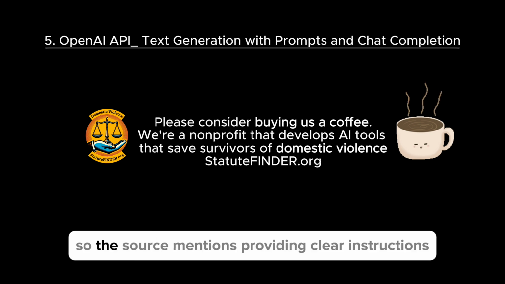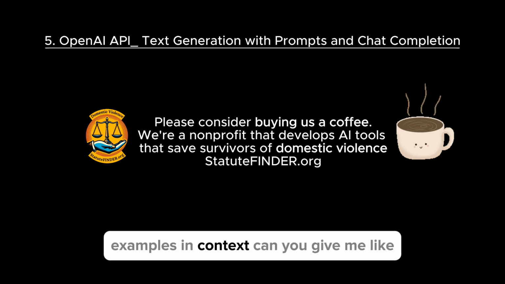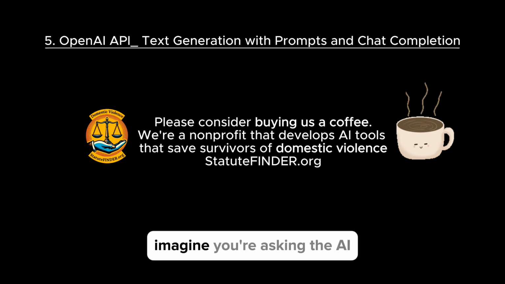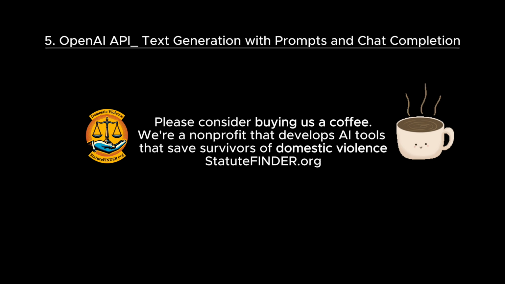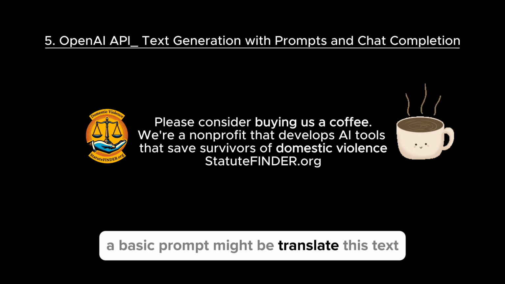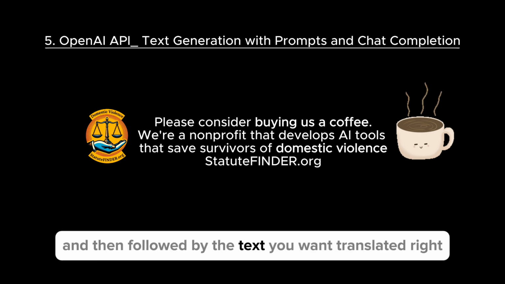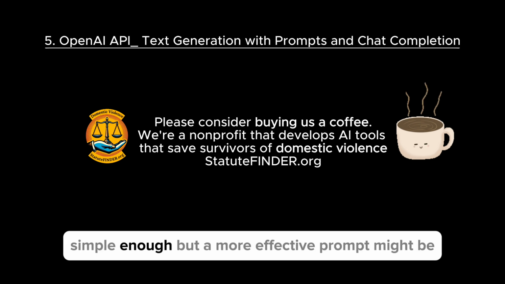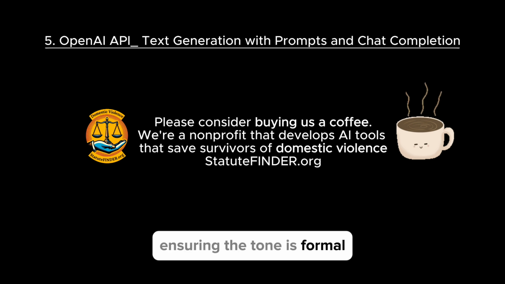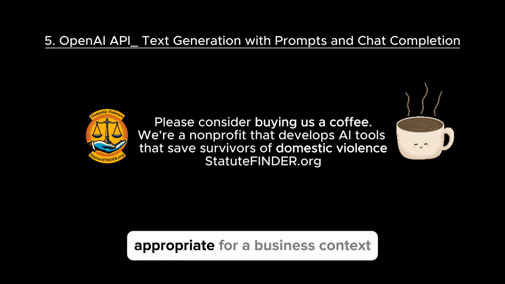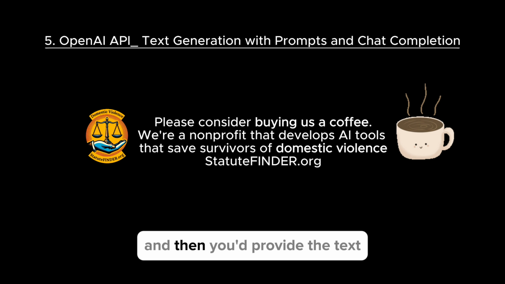Interesting. So the source mentions providing clear instructions, examples, and context. Can you give me like a concrete example of what that looks like? Okay, sure. Imagine you're asking the AI to translate a piece of text into Spanish. A basic prompt might be translate this text and then followed by the text you want translated. Right. Simple enough. But a more effective prompt might be translate the following English text into Spanish, ensuring the tone is formal and using vocabulary appropriate for a business context. And then you'd provide the text.